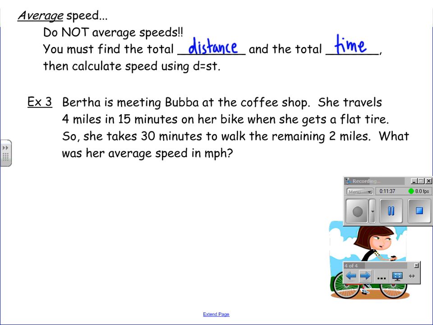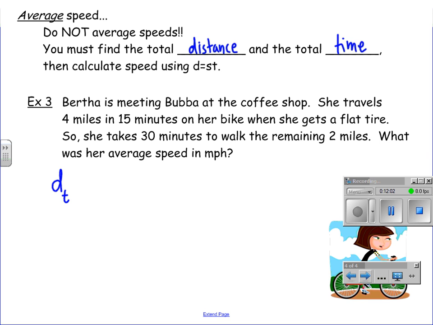Bertha's meeting Bubba at the coffee shop. She travels 4 miles in 15 minutes on her bike when she gets a flat tire. So she takes 30 minutes to walk the remaining 2 miles. What was her average speed in miles per hour? So we don't want to find 2 speeds and average them together. Mason? Add 4 and 2, so there's 6 miles. So we want to get our total distance.